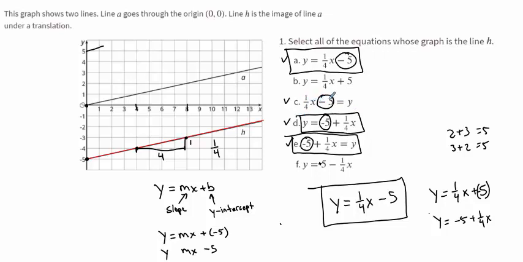But what about this one? 1/4 x minus 5 equals y. Well, again, all we did was change what side of the equal sign our expressions are on. So we just said 1/4 x minus 5 is equal to y, and y is equal to 1/4 x minus 5. So this one is also true.